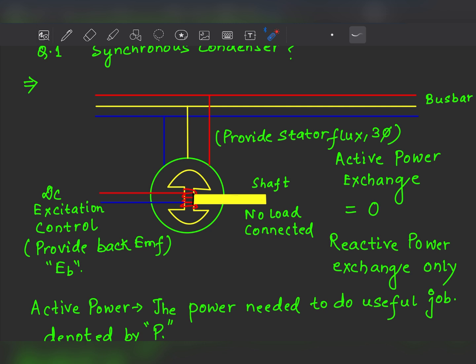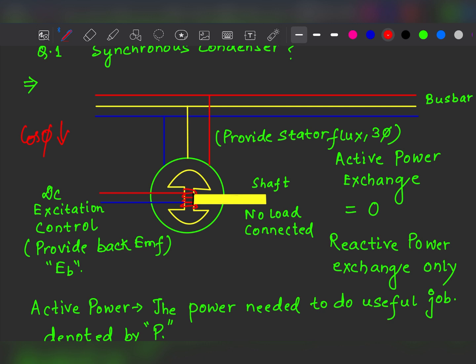If you want more ampere from the motor, it will give very less ampere, because too much load is connected, so power factor will decrease. What will happen? Power factor, cos phi, will decrease if there is too much load. So what you have to do, you have to increase the power factor. How can you increase the power factor? You have to run this synchronous motor in overexcited mode.